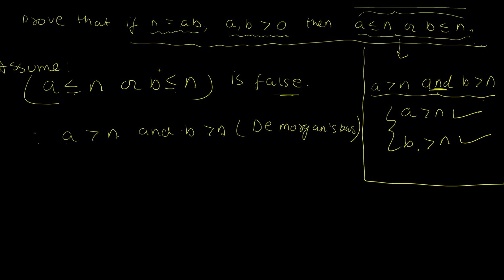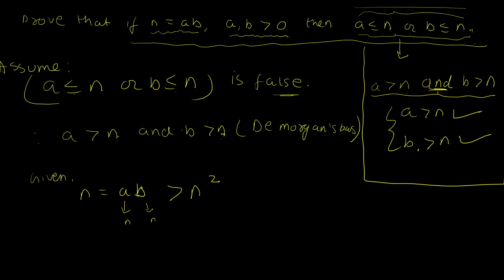So let me start with my given premise. Now given that n is equal to a times b, and my assumption here suggests that a and b are both individually bigger than n, so this will be greater than n squared. And it's important to understand this: I am replacing this a with an n and b with an n. Now a and b are not exactly n. A is greater than n, b is greater than n.